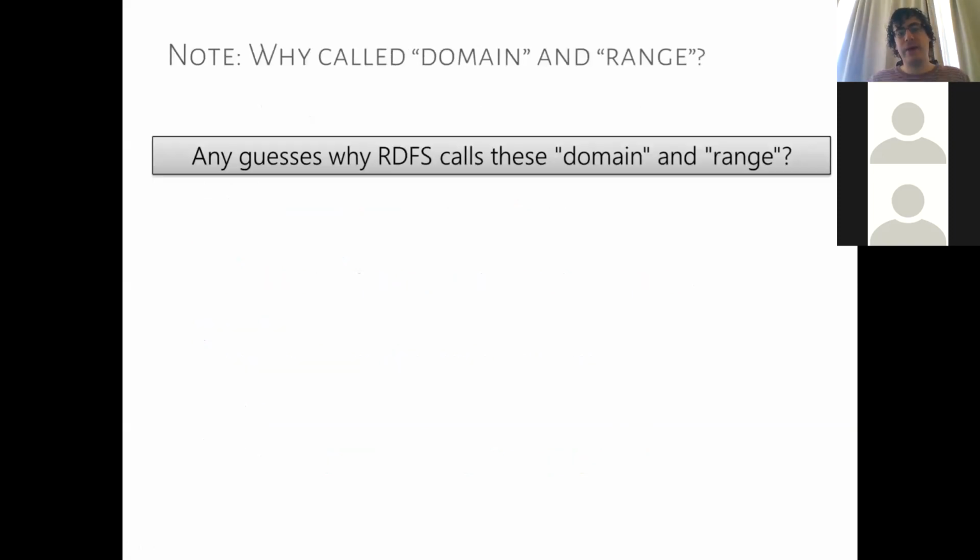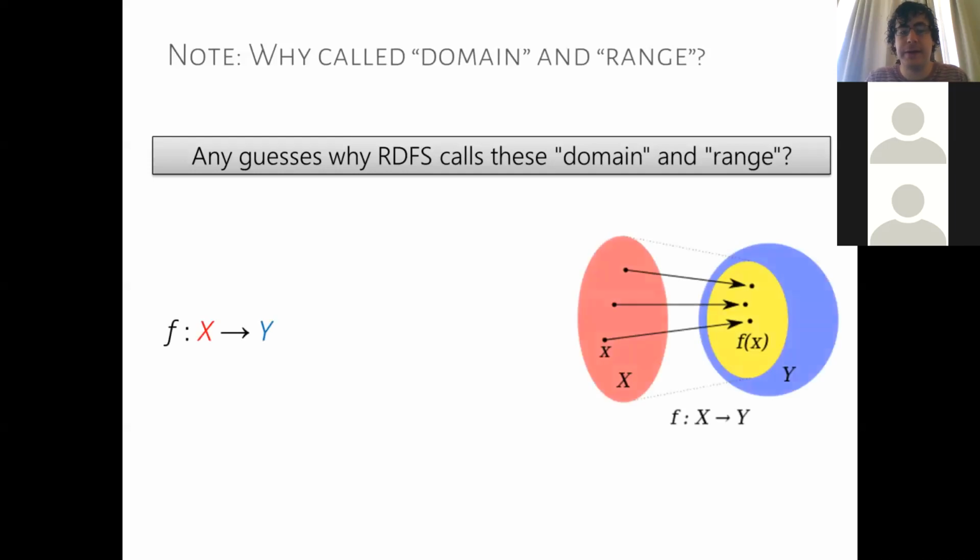So any guesses why RDFS calls these things domains and ranges? Well, it comes from mathematical definitions. You might have heard the terms domain, codomain, and range before. If we have a function which maps elements of x to elements of y, then we have these three different notions here.